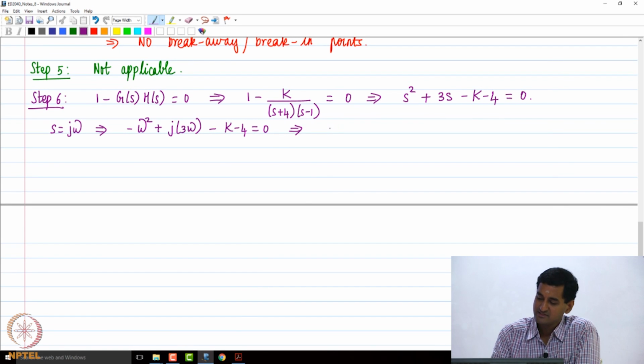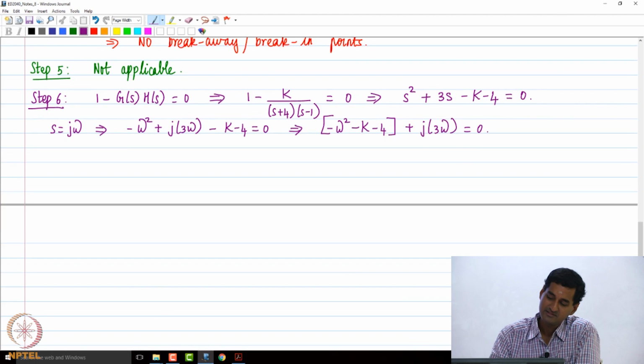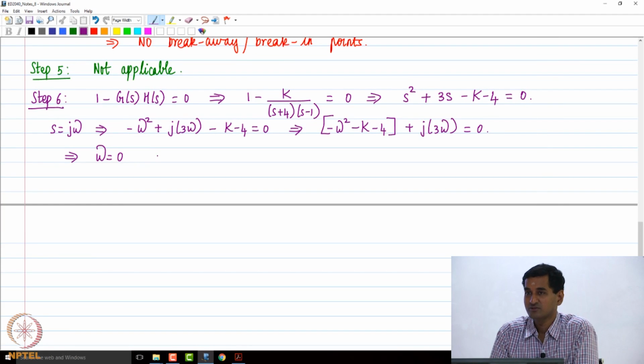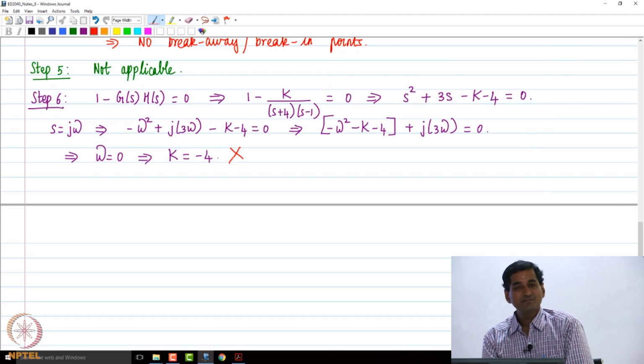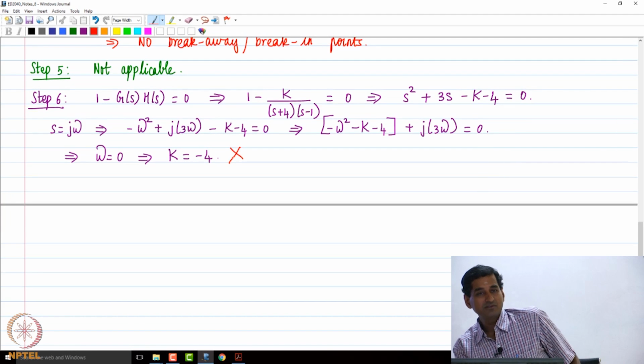So this gives us minus omega squared minus k minus 4, this is the real part, plus j times 3 omega equals 0. We can immediately see that from the imaginary part omega is 0, that is the only possible solution from the imaginary part. So this immediately implies that k should be minus 4. This is not possible once again, because k is negative.